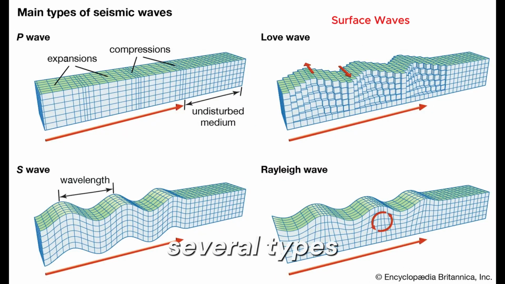There are several types of seismic waves. P waves, or primary, are the fastest and arrive first. S waves, secondary, follow and cause more ground motion. Surface waves travel along Earth's surface and tend to cause the most visible damage.